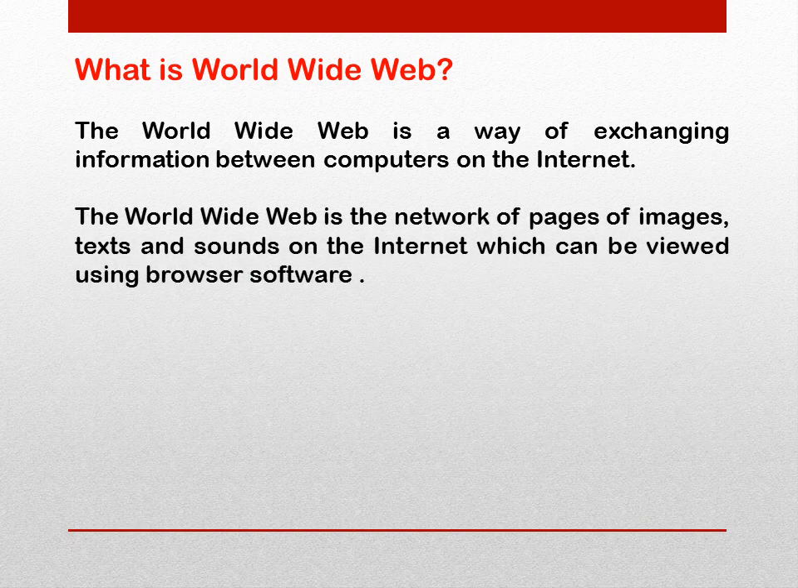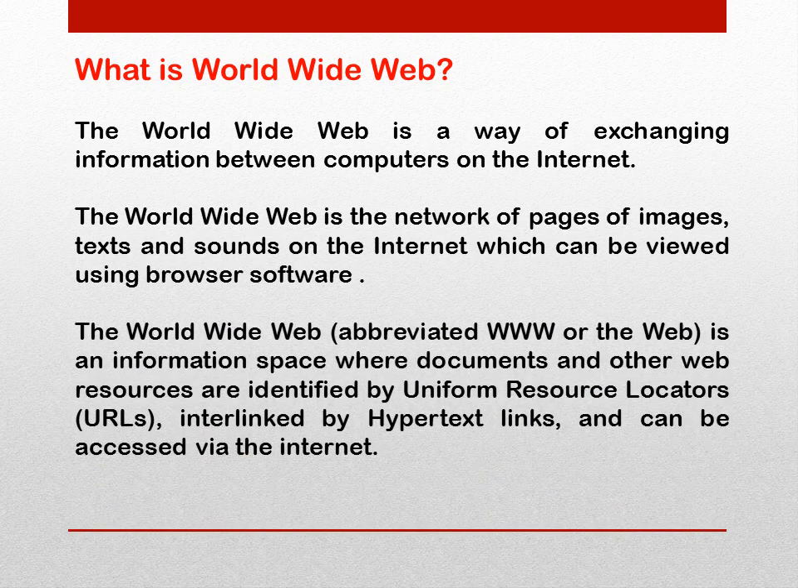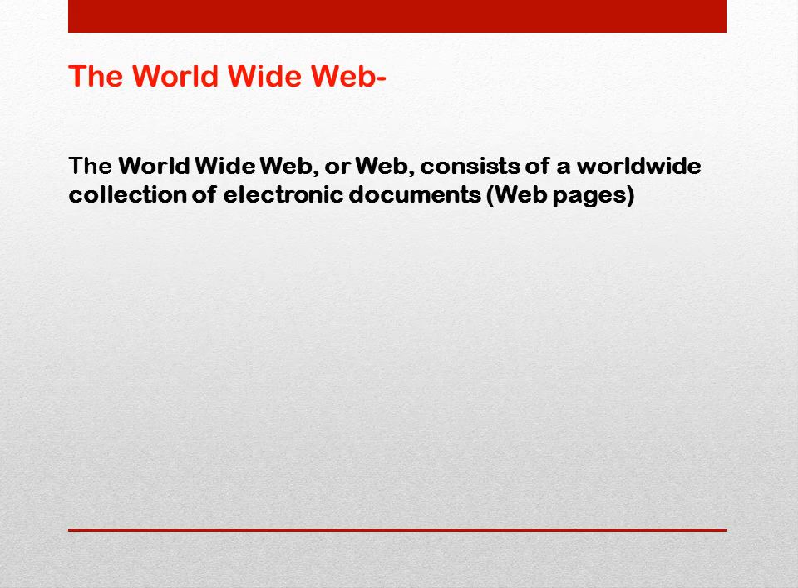So the World Wide Web is a network of pages of images, text and sounds on the internet which can be viewed using browser software. Already I told you it is abbreviated as www. It is the information space where documents and other web resources are identified by Uniform Resource Locators, called URL. Whenever you are asking for any site, you are asking for the URL. They are interlinked by hypertext links and can be accessed via the internet.